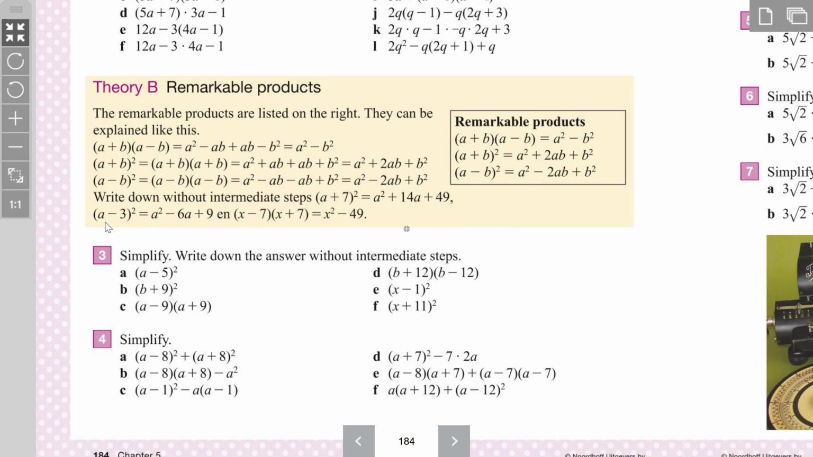You have a minus, the first thing squared, A squared, minus, because it's this form, the double product, 2 times A times 3, that's 6A, plus 9, because you do minus 3 times minus 3, you get plus 9 again. Practice this, and when they say this without intermediate steps, they mean please use the remarkable products here. Practice those, okay?